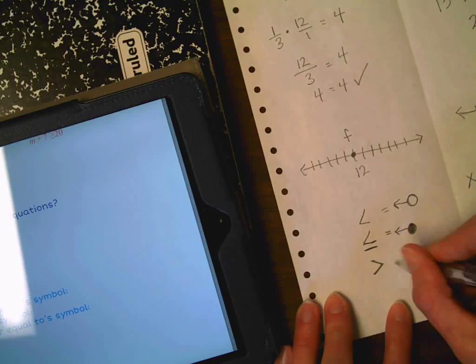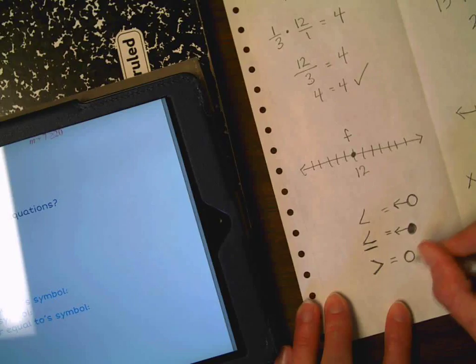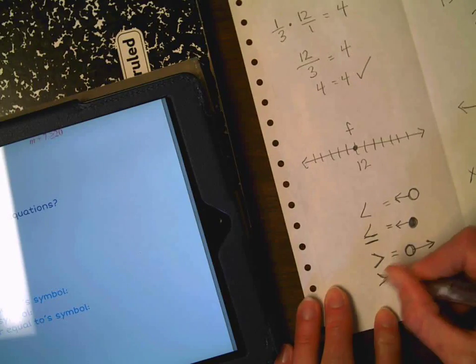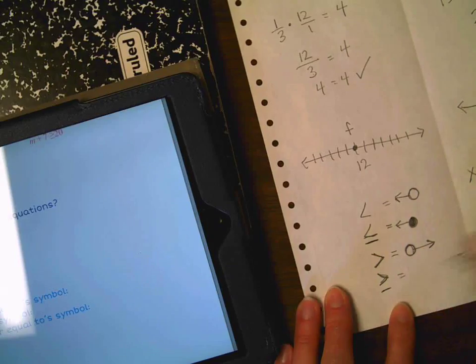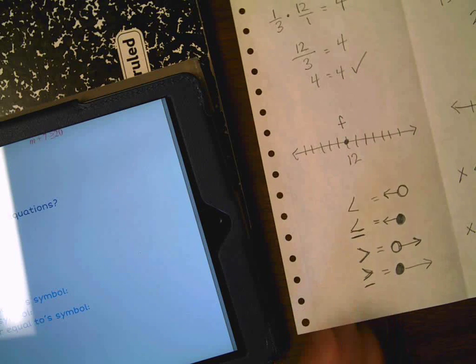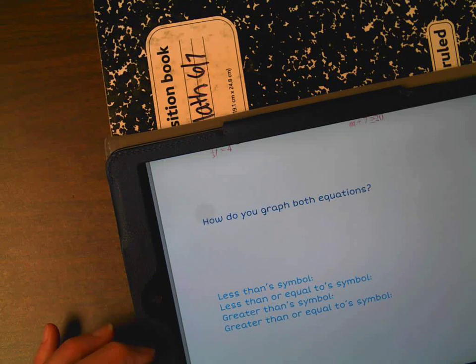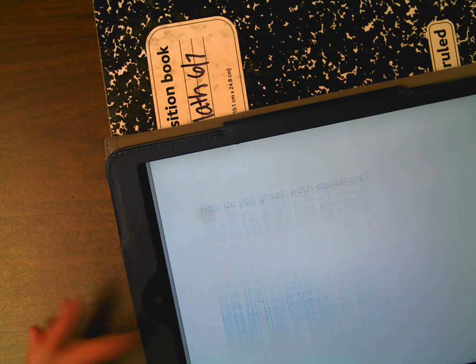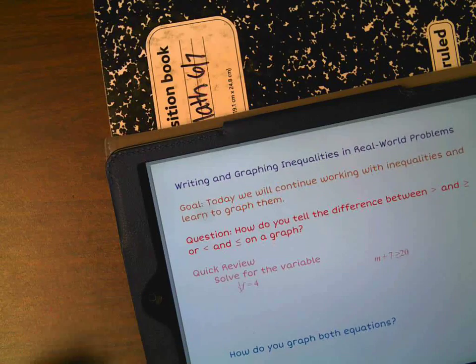The next one is the greater than symbol. So this is the greater than symbol. It's going to be an open circle to the right. And then when you have greater than or equal to, it's going to be a closed circle, colored in, to the right. Okay? So you need to remember those 4 symbols and what the graph looks like. And that's all that this was down here in your notes. And that's it. That's all we have.